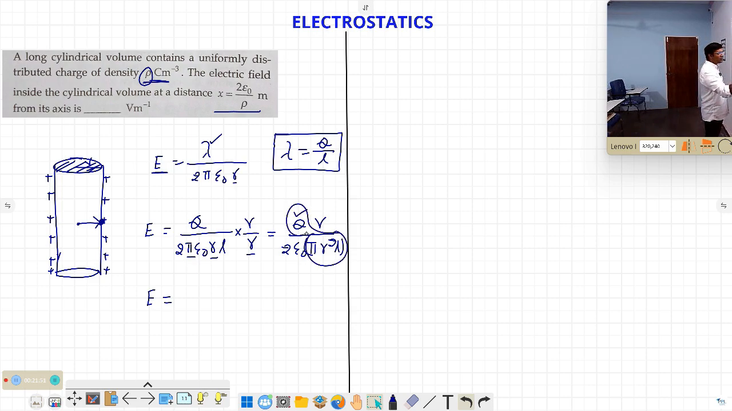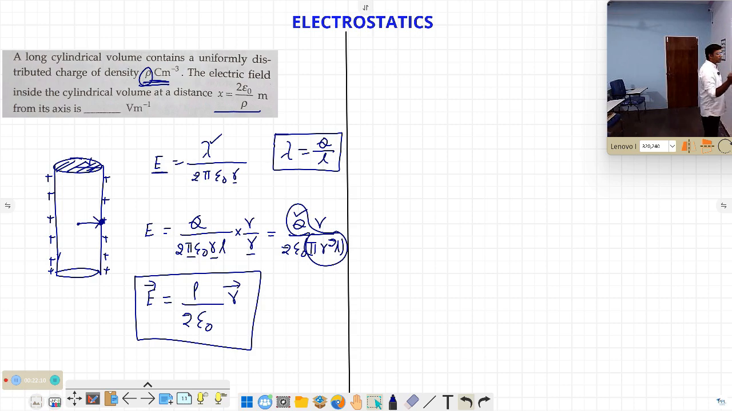The total term becomes the charge occupied per unit volume, that is Q by pi r square l, which is nothing but the volume charge density. So I can write here rho by 2 epsilon naught into the remaining r. Electric field is a vector quantity, and it is directly proportional to r. So rho by 2 epsilon naught r is the formula in the case of volume charge distribution.